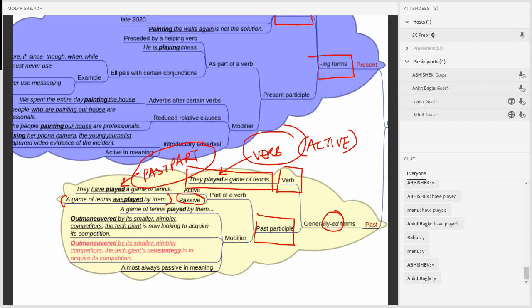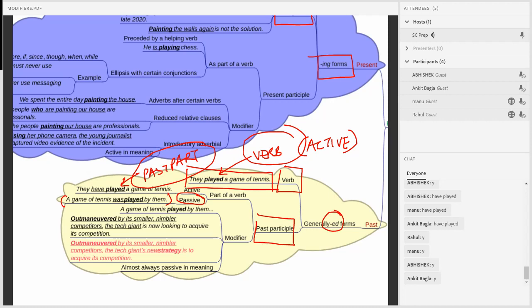Let me read that phrase. A game of tennis played by them. Now, the first thing you'll notice is this does not sound like a complete sentence. A game of tennis played by them. Right? Why am I saying passive? Because the game of tennis received the action of playing. It did not perform the action of playing. The game did not play anything. The game received the playing.